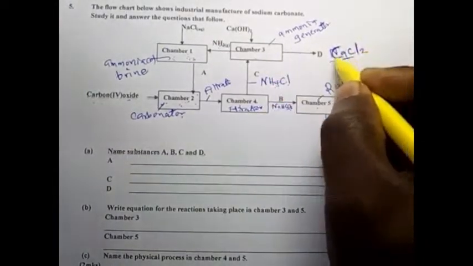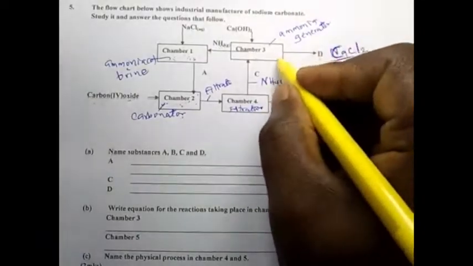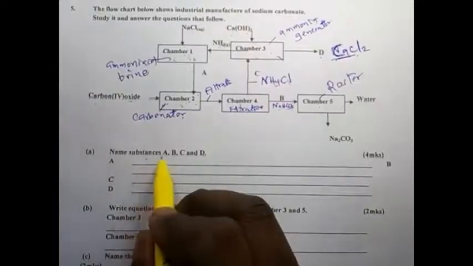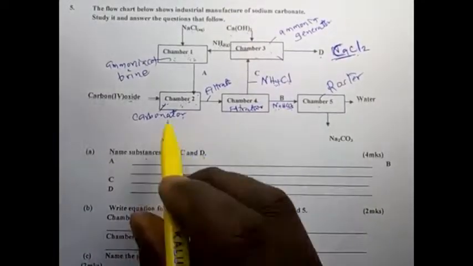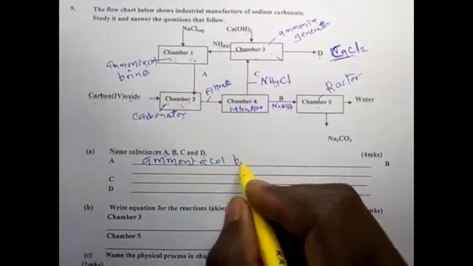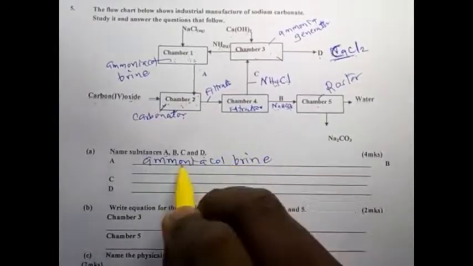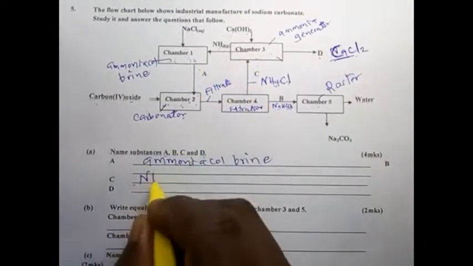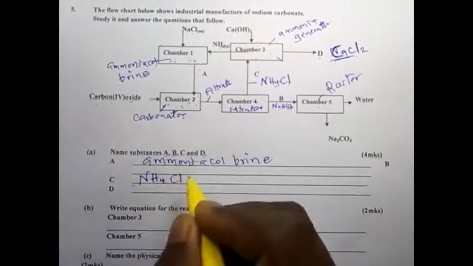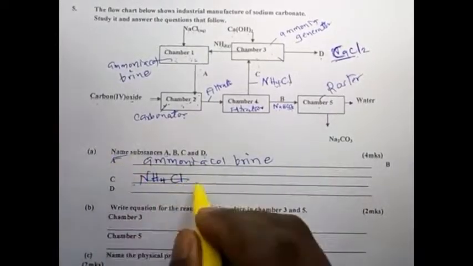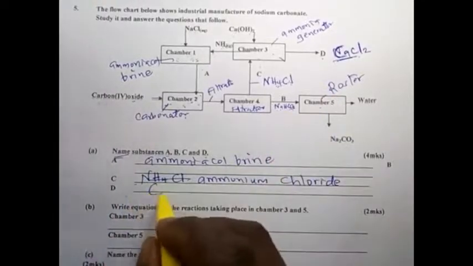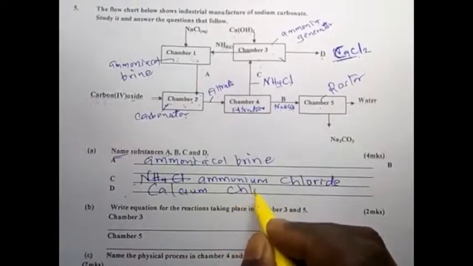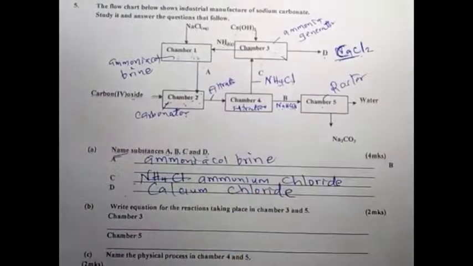D is calcium chloride. I know the reaction which is taking place is with ammonium chloride. The substances A, B, C, D. So A, ammoniacal what? Brine. Ammoniacal brine is a mixture of ammonia and brine. C, we have already done that. If you have done the name, but you are asked the name, therefore you should give the name. D is calcium chloride.